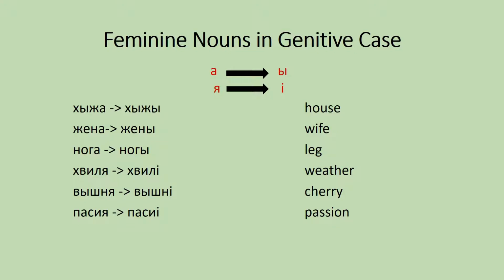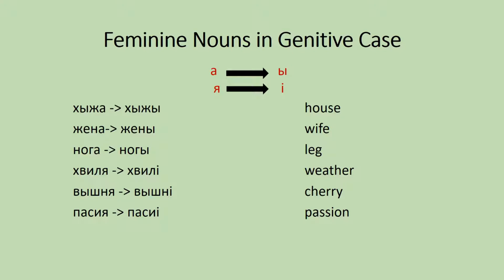Feminine nouns in the genitive case. To put a feminine noun in the genitive case, one must do the following. If in the nominative case the ending is a, then in the genitive case the ending becomes y. Conversely, if in the nominative case the ending is ya, it becomes e in the genitive case. Let's look at the examples below.